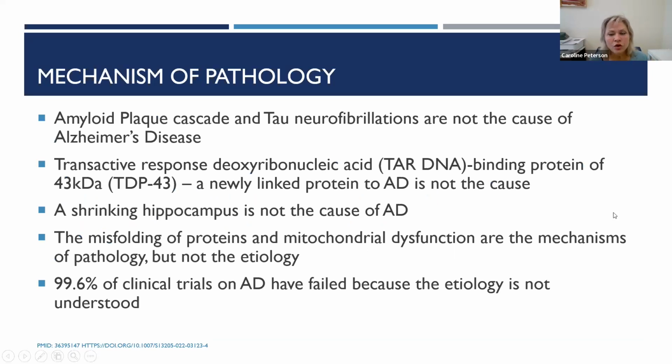And so even though we know a lot of things, like the shrinking of the hippocampus, we know there's a new protein that they've discovered that's related to Alzheimer's disease. It's not the cause. It's related. We'll find out more about it with time. We know that the mechanisms have to do with misfolding, mitochondrial dysfunction. Those are not the cause. That's part of the problem. And the problem with all the research is that we're not looking at the right thing as the etiology, as what's turning on this process. And we want to change that.